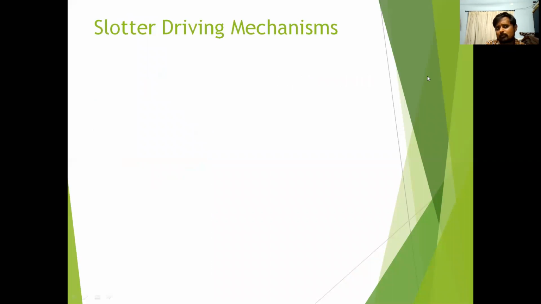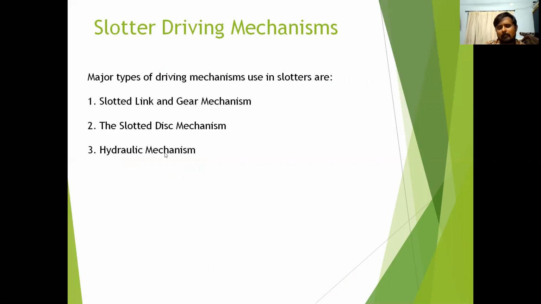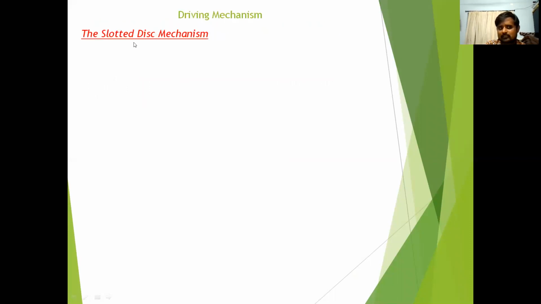Just like the shaper machine, here we use some mechanism to drive the slotter. The major types of driving mechanisms used in slotters are the slotter link and gear mechanism, the slotted disc mechanism, and the hydraulic mechanism. The first and third are just like the shaper mechanisms, so we use the same mechanisms as shapers. The second one, the slotted disc mechanism, is somewhat different from the shaper. Now we will discuss the slotted disc mechanism, which is used to operate the slotter machine.